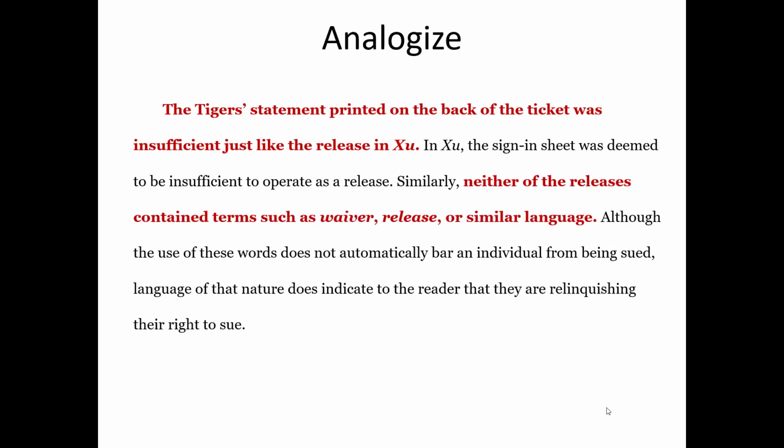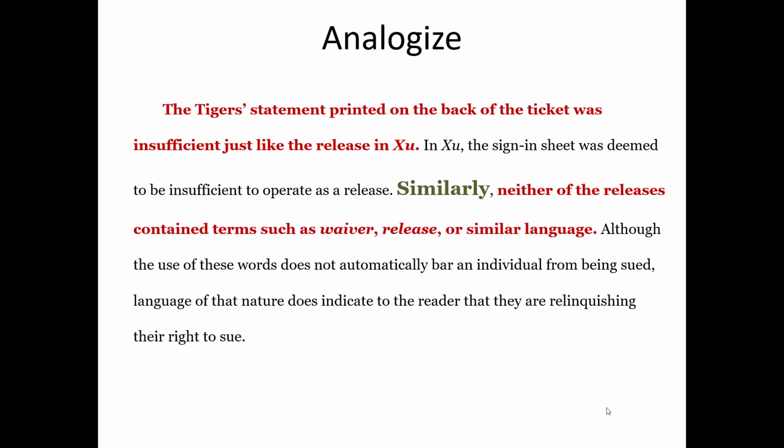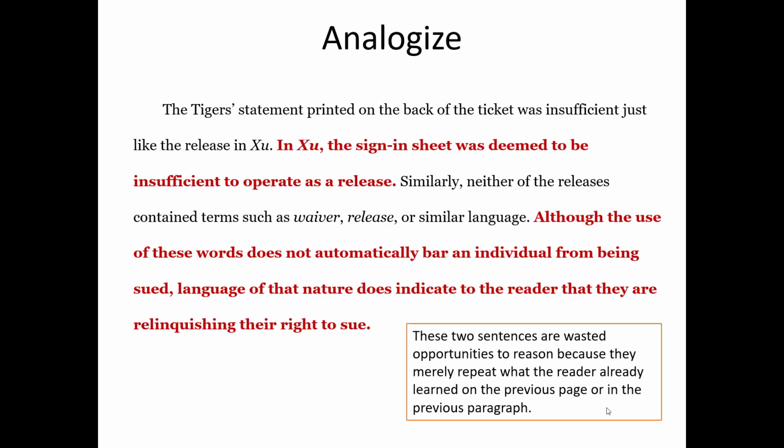And then in the middle here, "neither of the releases contain terms such as waiver, release, or similar language." That's the kind of detail you need to make a good analogy. You talk about specifically what's in common between precedent and your client's facts, or what is not like them. So this detail, that's the key. Detail is the key to really good analogies. "Similarly" here is used incorrectly. You're not comparing it to anything. There's nothing you said in the previous sentence that is now similar to what's in that current sentence. So that's just used the wrong way.